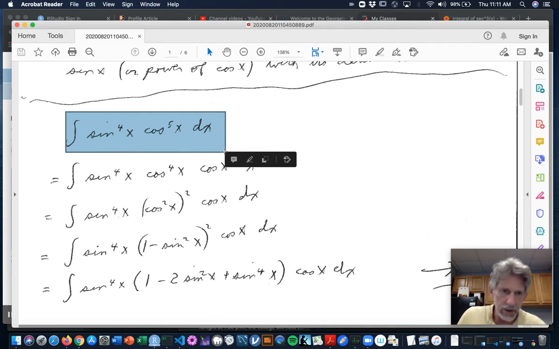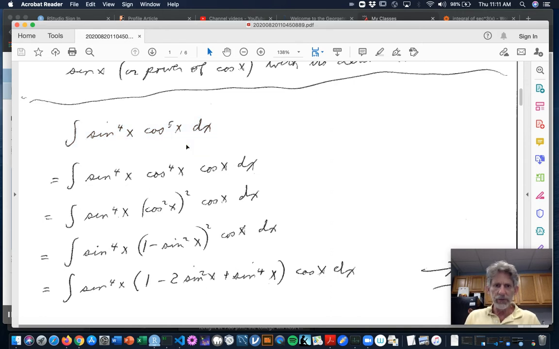Okay, I got the coffee on, and I was thinking about it, and I thought, wouldn't it be great if we had a bunch of sines and then just one cosine, which is the derivative of sine? Well, right now I've got a bunch of cosines. I only like to have one. And so I write my cosine fifth as cosine to the fourth times cosine. And that cosine to the fourth is cosine squared squared. The reason I wanted to do that is that cosine squared is 1 minus sine squared.